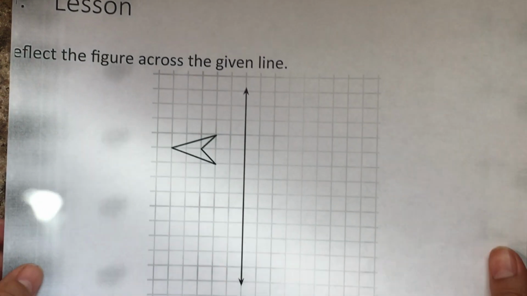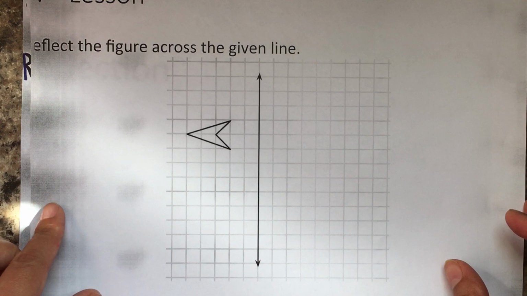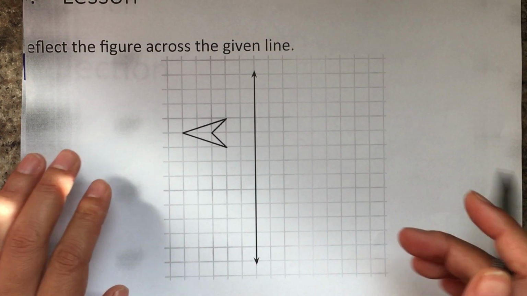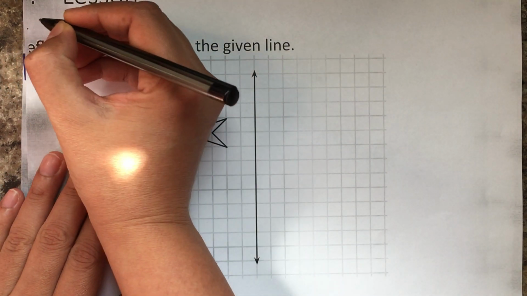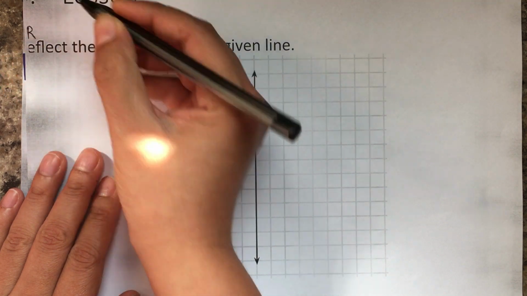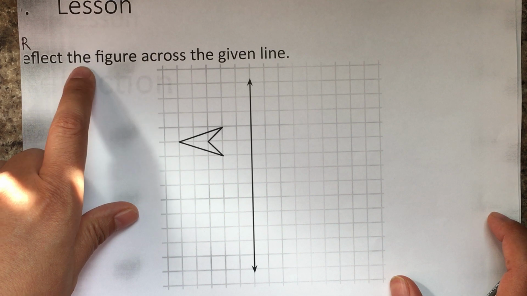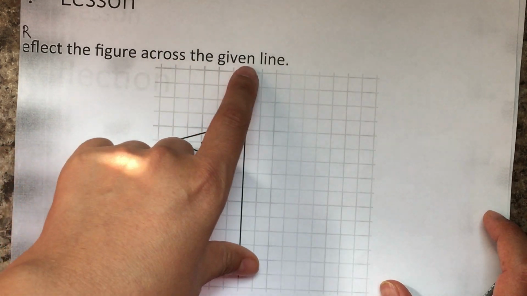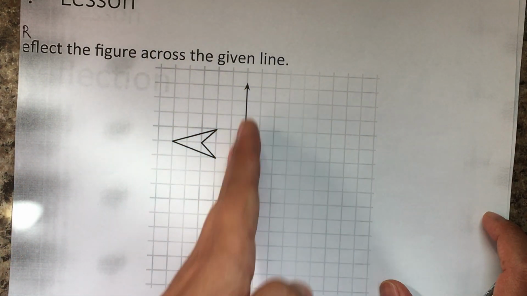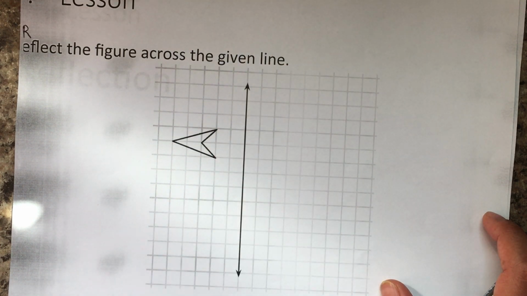Okay, so now let's do some reflections. Okay, so for the reflections, I asked my students, so what does the word reflect remind you of? And they usually say a mirror. And so reflection is the noun, reflect is the verb. Reflect the figure across the given line. And so this is my line of symmetry.